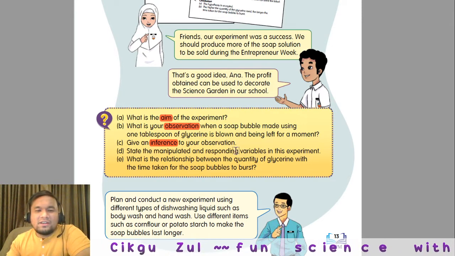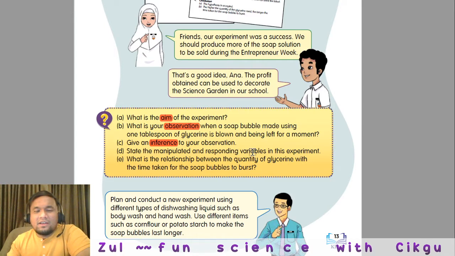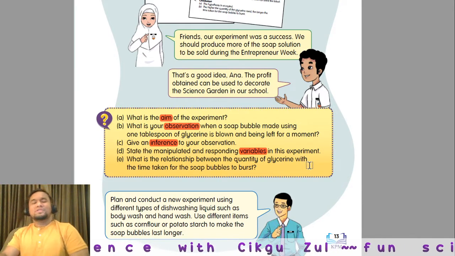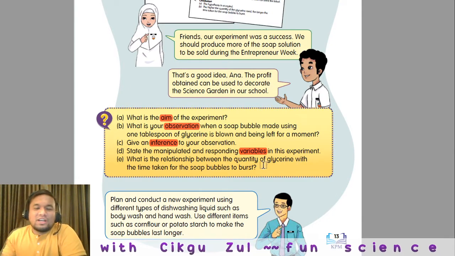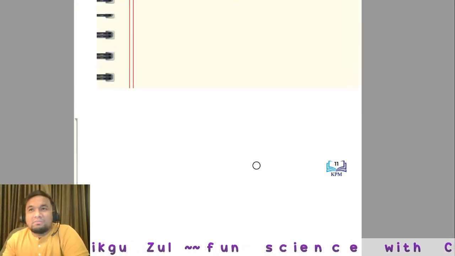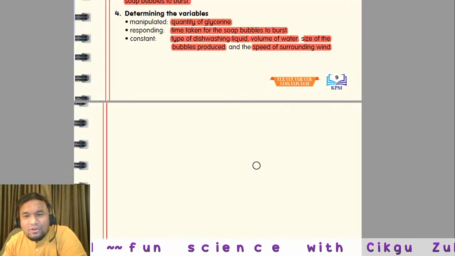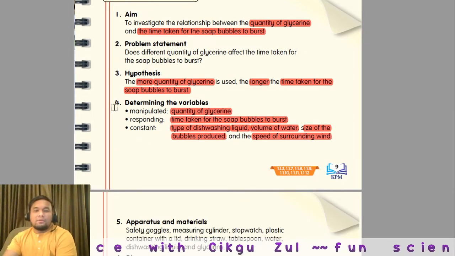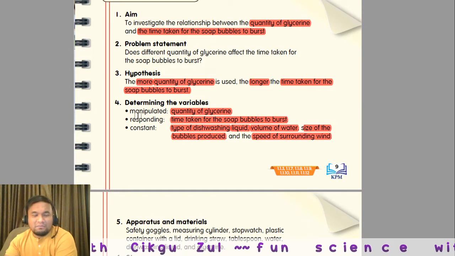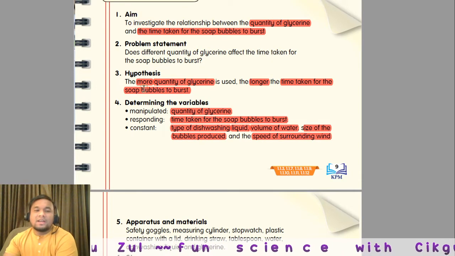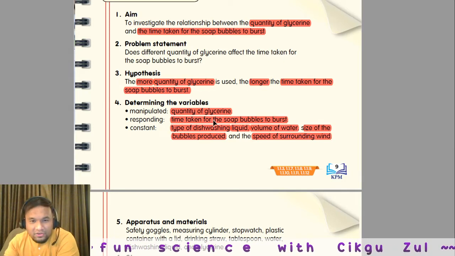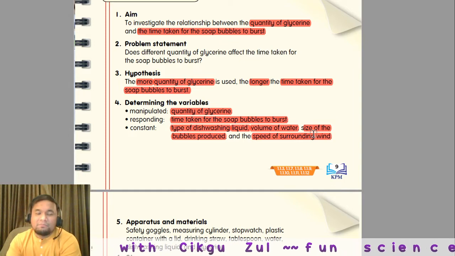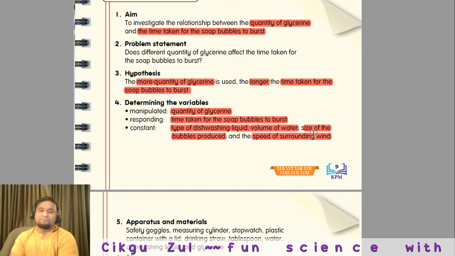Okay, now D. State the manipulated and responding variables in this experiment. Pun sama juga. Ada sudah kamu jumpa dekat muka surat 9 tadi. On page 9 the answers are already given to you. Mana satu the variable? Ni nombor 4. Salin sahaja manipulated variable apa dia. Salin sahaja responding variable apa dia. Jangan tertinggal satu perkataan pun. Sebab tak boleh ayat tak lengkap.